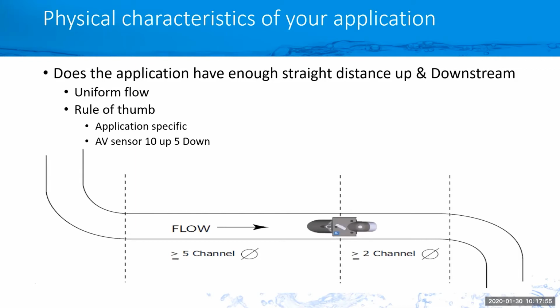You have to look at the application and determine what is upstream. Do we have pumps or bends? How fast is the velocity? Because with the faster velocity, we need more straight run. If we have something like a bend or a pump upstream, it's going to create more turbulence. And the idea is we want to make sure we have uniform flow before it goes across or underneath your area velocity sensor.